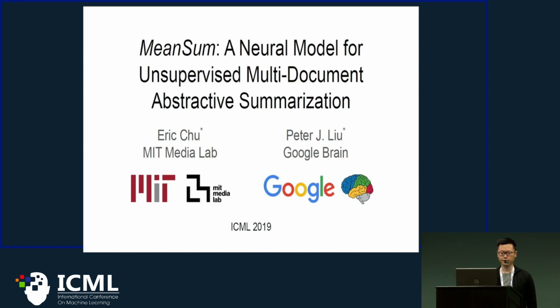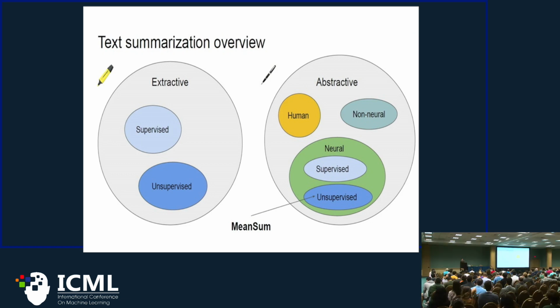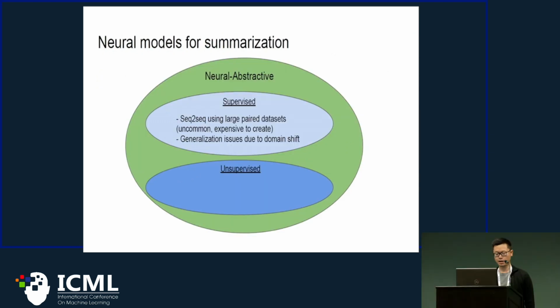There are 2 broad categories of summarization, extractive and abstractive. In this work, we focus on abstractive summarization because it's how humans do it, and we're interested in the goal of human-level performance. Abstractive summarization didn't really get much attention until the advent of neural language models, which enabled models to generate reasonably fluent text. Since then, most work in neural summarization has been in the supervised setting.